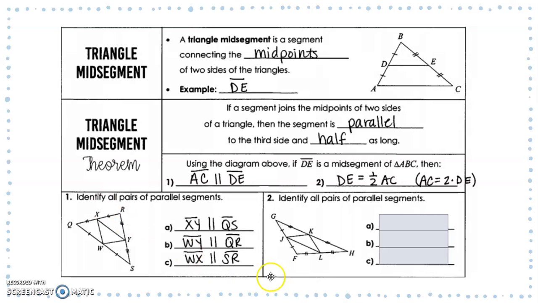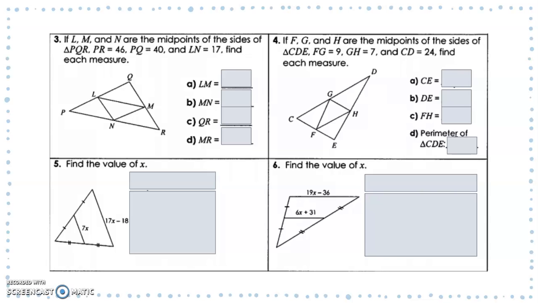Number 2, the same thing. They drew all 3 midsegments for our triangle, forming 4 little triangles inside. So when I write out those parallel lines, I'm going to have JL is parallel to GH, JK is parallel to FH, and KL is parallel to GF. So that's going to be helpful to remember when we're looking at different midsegments and trying to find our missing values.